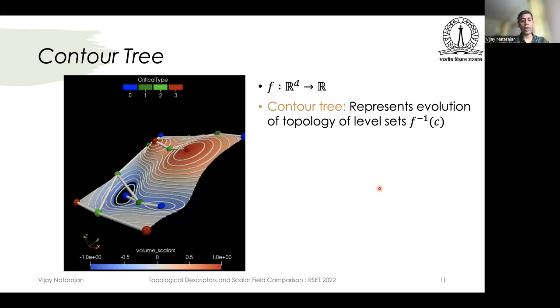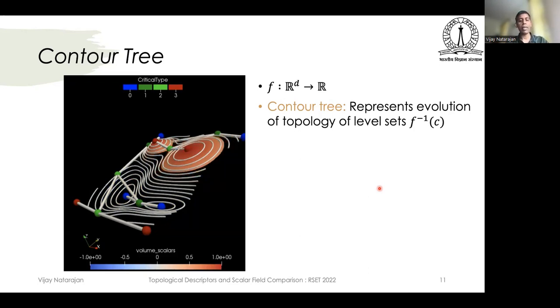So this is a specific instance when d equals 2. So the graph is essentially a surface. And what we see here is a sweep over this surface in the direction of increasing values of f. So essentially, we are sweeping the surface bottom to top in terms of increasing values of f. In this case, f increases vertically upwards. f can be any scalar function.